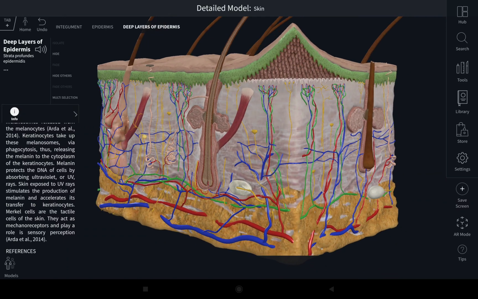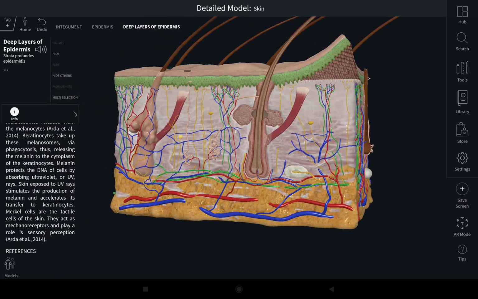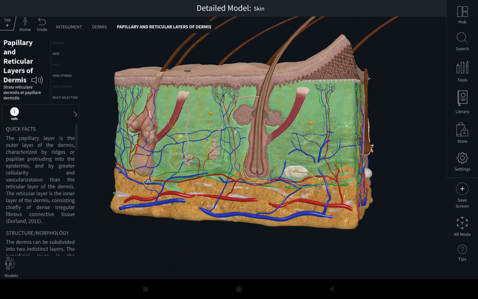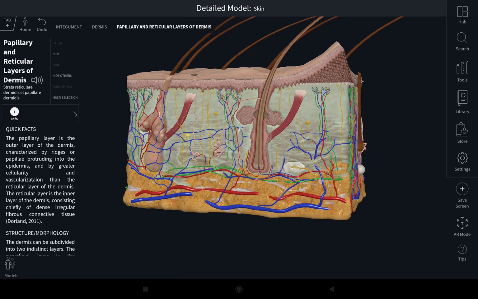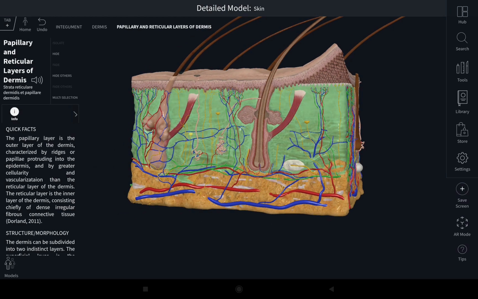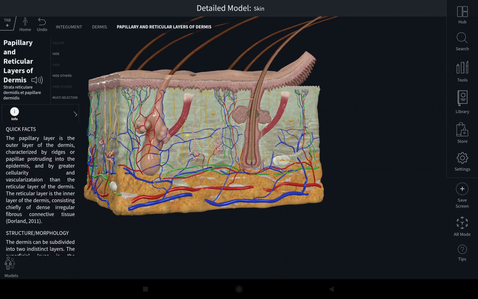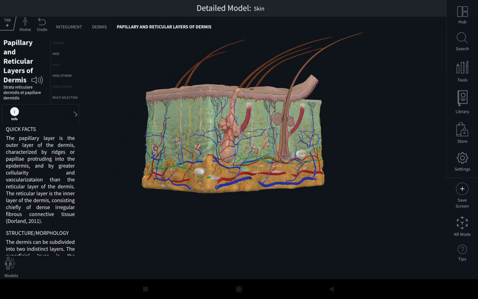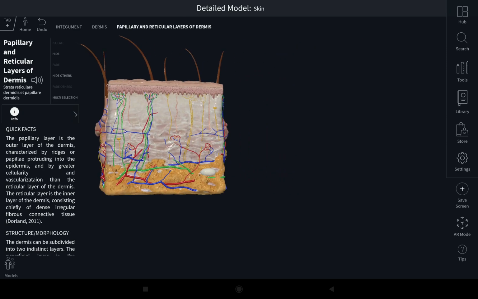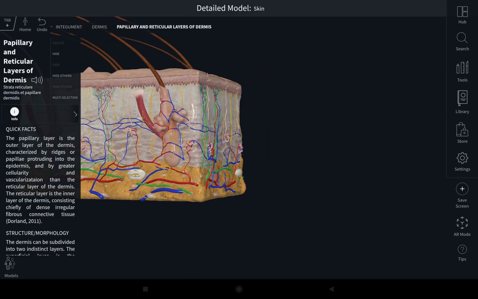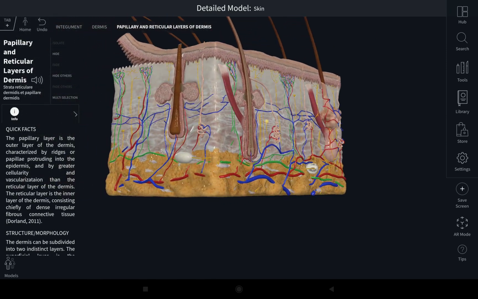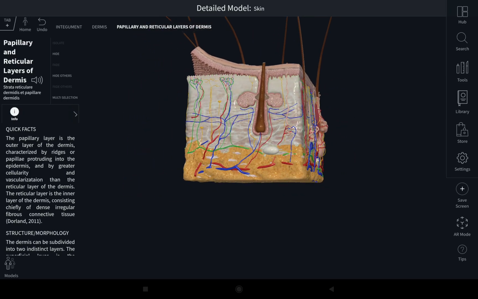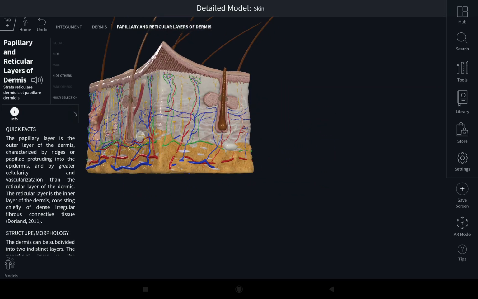Now, the third layer of the skin is the papillary and reticular layer of dermis. The papillary layer is the outer layer of the dermis characterized by ridges or papillae protruding into the epidermis and by greater cellularity and vascularization than the reticular layer of the dermis. The reticular layer is the inner layer of the dermis consisting chiefly of dense irregular fibrous connective tissue.